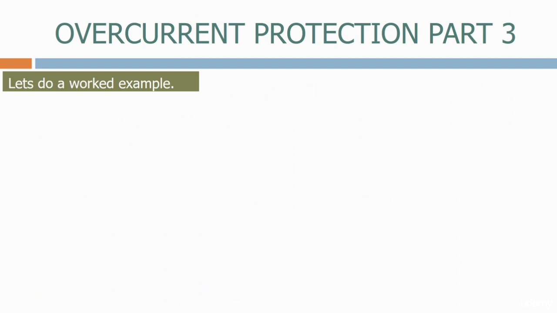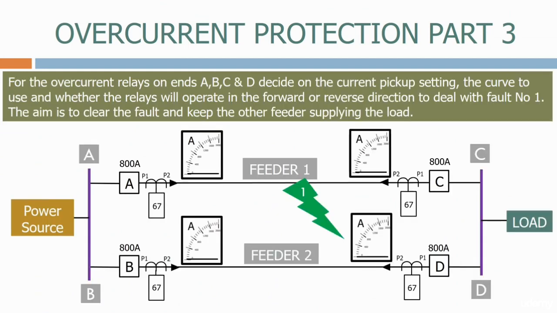Let's do a worked example. For the overcurrent relays on ends A, B, C and D, decide on the current pickup setting, the curve to use, and whether the relays will operate in the forward or reverse direction to deal with fault number 1. The aim is to clear the fault and keep the other feeder supplying the load.